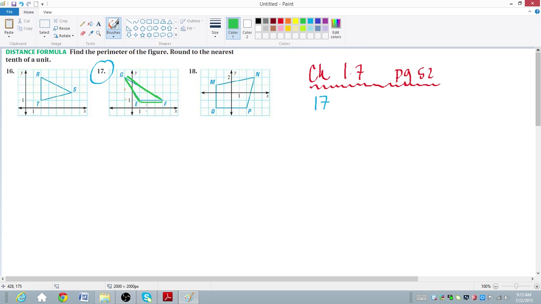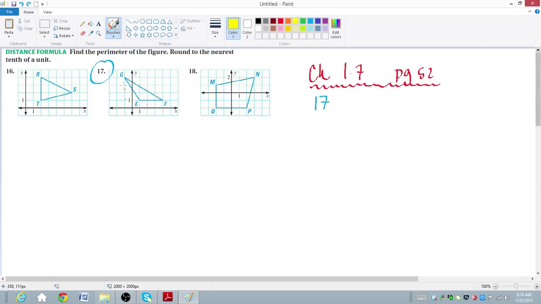Now the thing is that I could figure out the length of this side easily because it's just straight. It's just one, two, three. I know it's three, but I need to figure out the length of this diagonal and this diagonal, and it's not as easy as just counting the length here. So what I'm going to do is use the distance formula. That's what it says: use the distance formula to find the length.